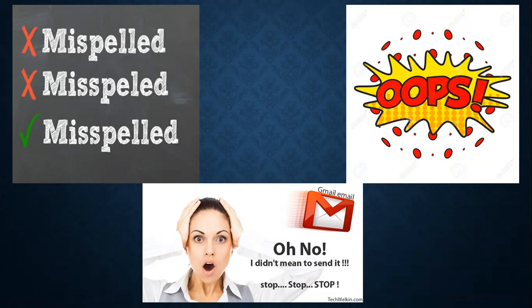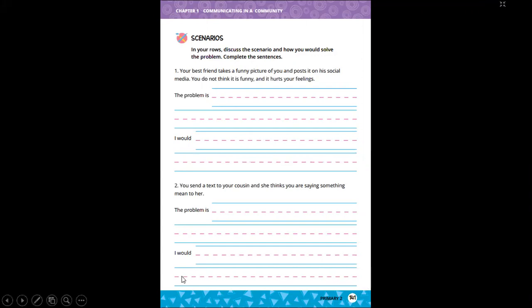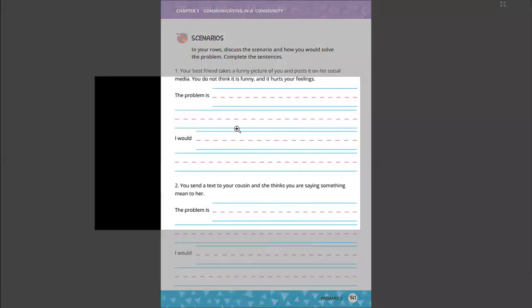It's over. Now, open your book, page 141, titled Scenarios. In your rows, discuss the scenarios and how you would solve the problem, then complete the sentences. Let's read the first one together.